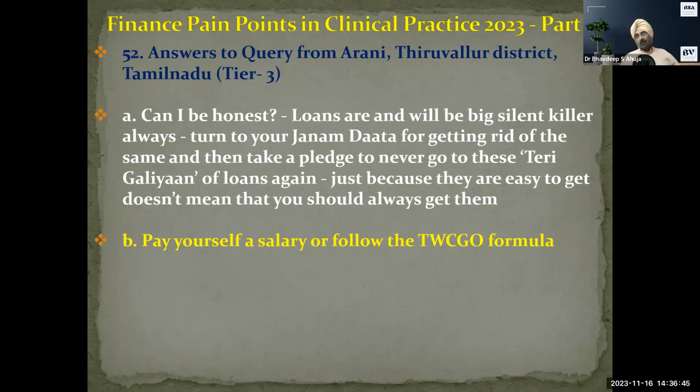Turn to your parents for getting rid of these, and then take a pledge to never go into the lanes of loans. I will not go into those lanes, remember this. Because they are easy to get for doctors. It does not mean that you should always get them. Loans should always be your last resort. They should never be your first option.